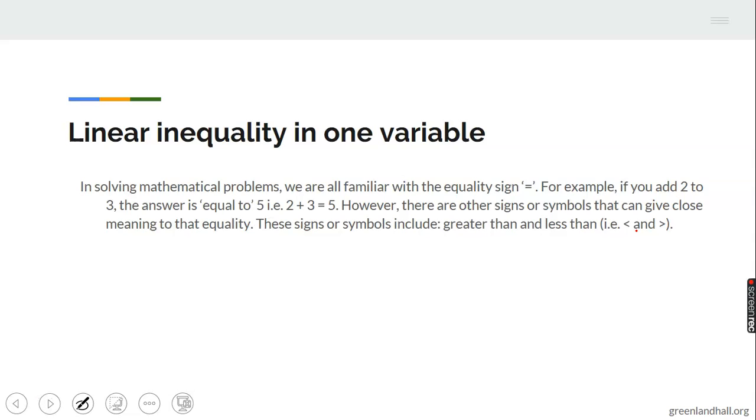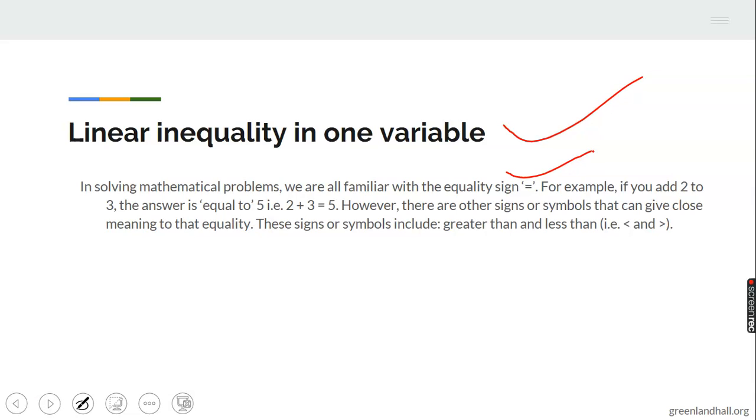Now, let's start with the topic in view, linear inequality in one variable. In solving mathematical problems, we are all familiar with the equality sign. This is the equality sign, as you can see here. For example, if you add 2 plus 3, the answer is equal to what? 5. Yes. However, there are other signs or symbols that can give close meaning to that equality. These signs or symbols include greater than and less than. Now, this is where our work lies.